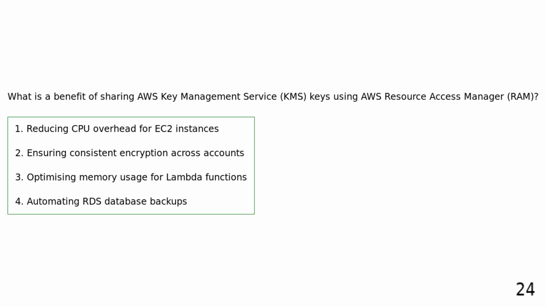What is a benefit of sharing AWS Key Management Service keys using AWS Resource Access Manager? Reducing CPU overhead for EC2 instances. Ensuring consistent encryption across accounts. Optimizing memory usage for Lambda functions. Automating RDS database backups.